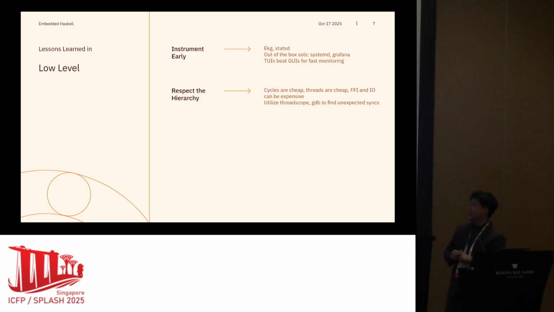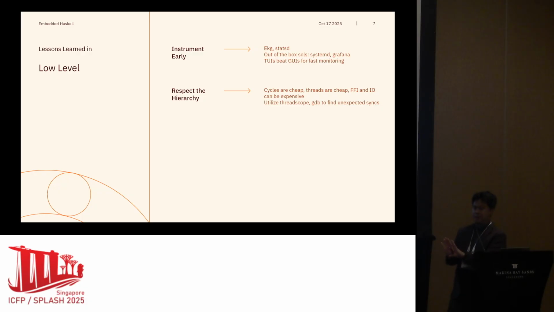And also it's good to respect the hierarchy. Cycles at our level are cheap, threads are cheap, but FFI and IO are expensive. So utilize ThreadScope, and GDB works very well as well. GDB works very well with Haskell processes in case you haven't tried it. ThreadScope helps you very easily spot FFI syncs.